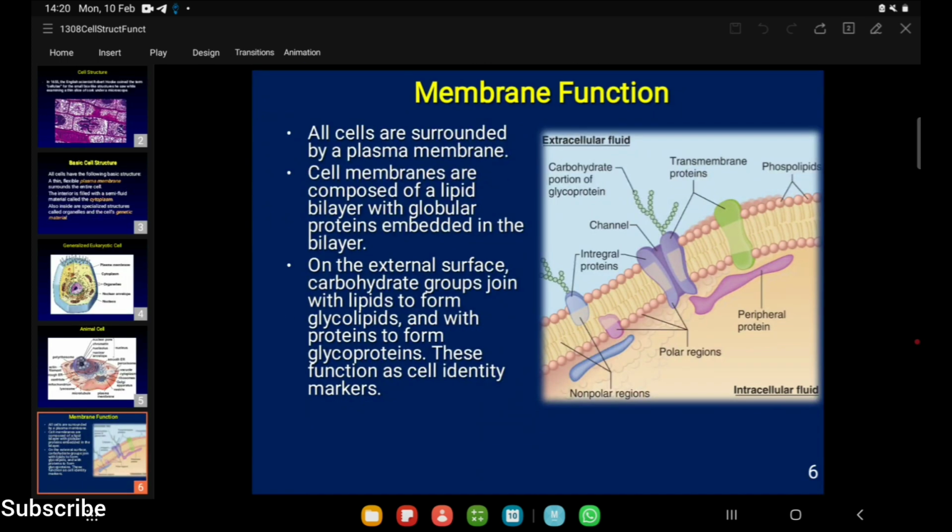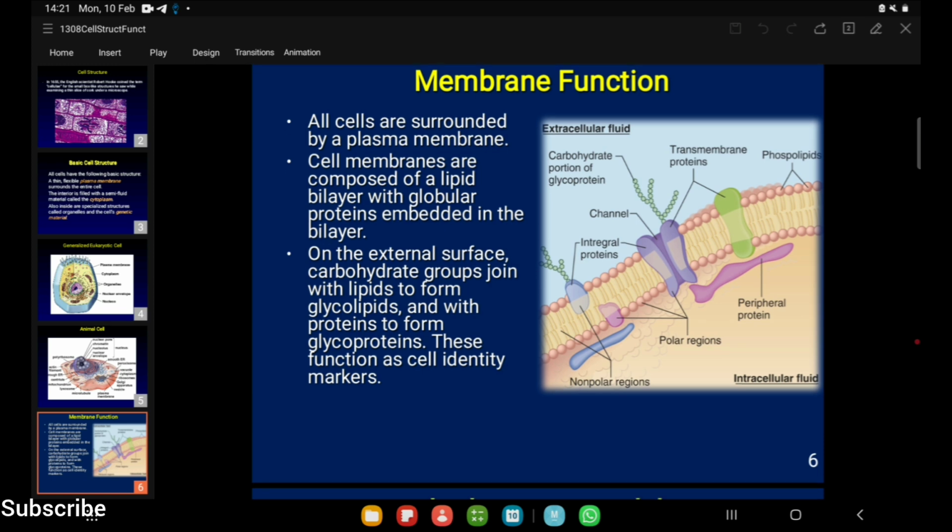So, membrane function. All cells are surrounded by a plasma membrane. Cell membranes are composed of a lipid bilayer with globular proteins embedded in the bilayer. On the external surface, carbohydrate groups join the lipids to form glycolipids and join proteins to form glycoproteins. These function as cells' identity markers.